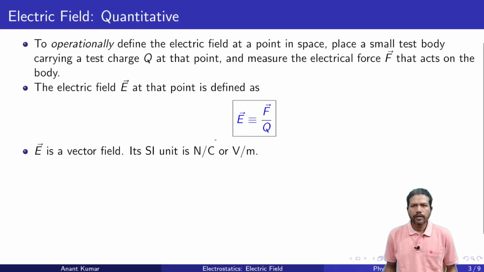Now E is a vector field, actually. It's a vector quantity, in fact. The reason is that the force is a vector, but the charge is a scalar quantity, as a result of which the electric field is a vector field. Its SI unit is Newton per Coulomb, which we also call volt per meter.